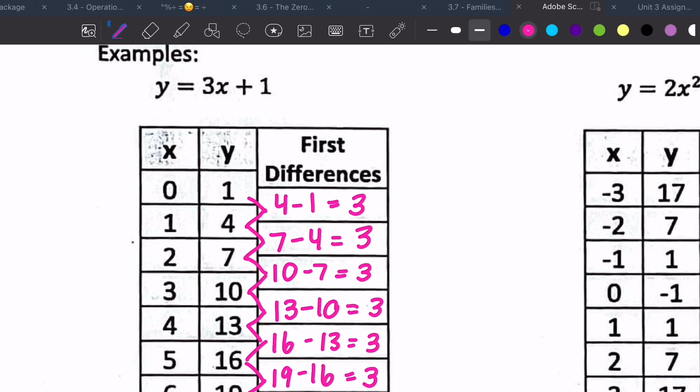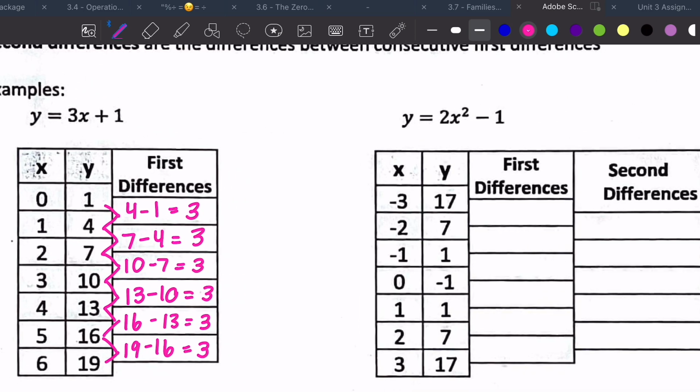Why I didn't do the reverse and do top minus bottom: I would have done 1 minus 4, which gives me negative 3. And if I look at my y values, am I decreasing by 3 each time? No, I'm increasing by 3. So if I were to do the opposite flip, then it would be saying that my line's decreasing, not increasing, right? So that's why we do the second point minus the first point.